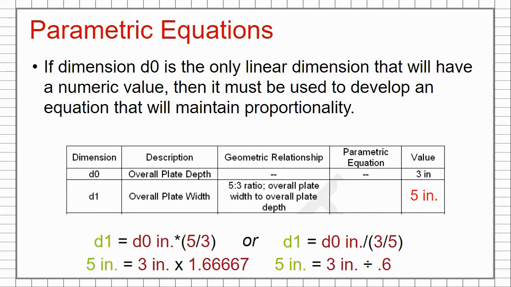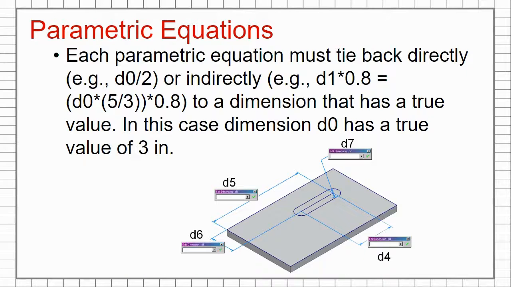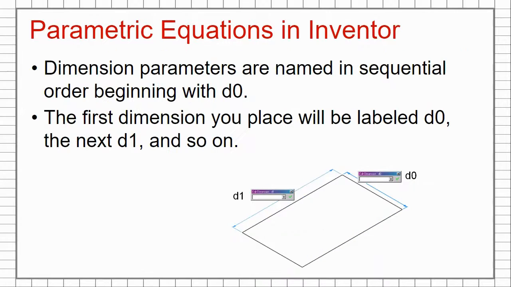So there are oftentimes multiple different correct ways that you could express the parametric equation for a given dimension. This is just an example of that. Each parametric equation must tie back directly or indirectly to a dimension that has a true value. In this case, the dimension D0 has a true value of 3 inches. Dimension parameters are named in sequential order beginning with D0. The first dimension you place will be labeled D0, the next D1, and so on.